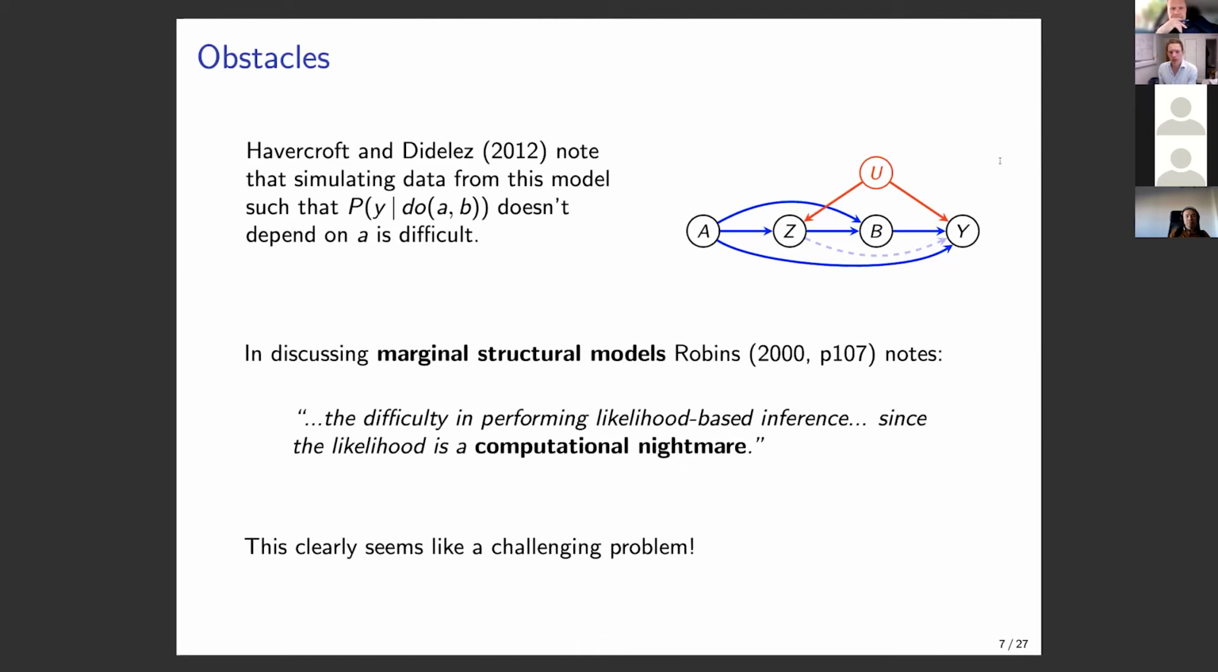As far as the likelihood aspect goes, in one of the original papers on marginal structural models by Robins, he says of these models, the difficulty in performing likelihood-based inference is because the likelihood is a computational nightmare. So it's clearly a difficult problem to evaluate what the likelihood of a model like this is when you're specifying that particular structural part, the Y given do A and B.